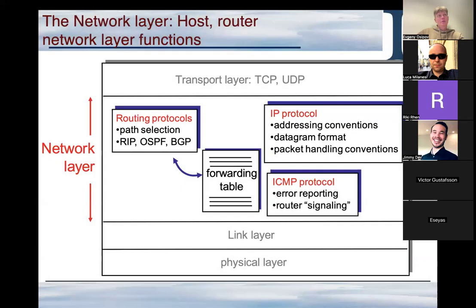And as such, the network layer was created with basically four pieces of functionality: the IP protocol itself, defining the addressing, the datagram format, and such; the routing protocols; and support protocols like ICMP.